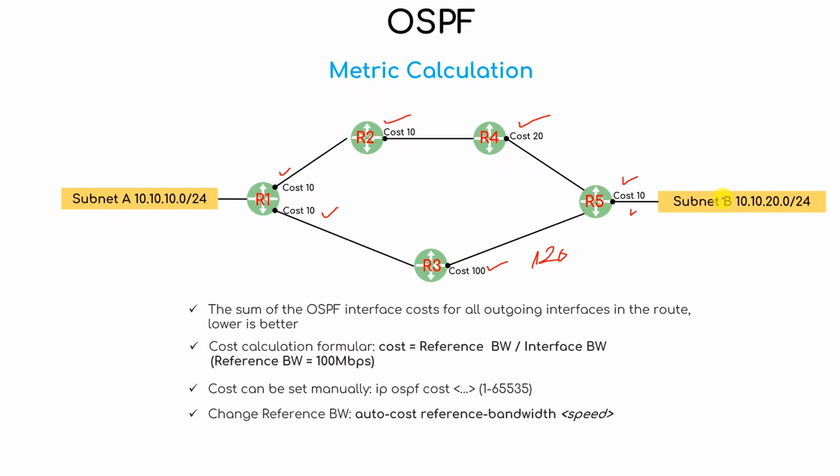In this case, we go from subnet B to subnet A, so we need to calculate the cost of this interface, this one, this one, and this one, the outgoing interfaces. The cost of an interface can be set manually using the command ip ospf cost followed by the cost value under the interface mode. The reference bandwidth can be changed using auto-cost reference-bandwidth followed by the value in Mbps under the global configuration mode. But we should keep the reference bandwidth the same on all routers, so we should not change the reference bandwidth.